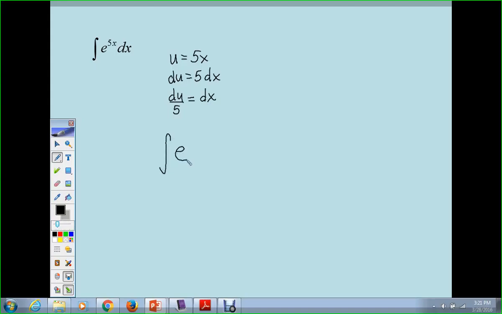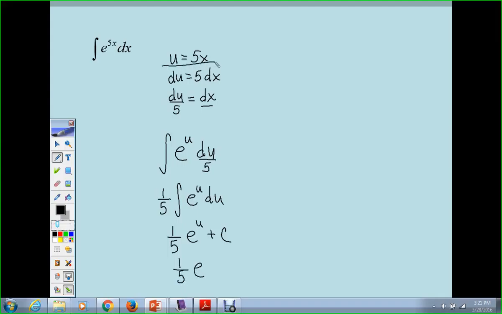So e to the u would give us e to the 5x, and then dx is replaced with du divided by 5. And I'll bring the 1/5 out front. And we know that the antiderivative of e to the u is e to the u. So we would have 1/5. Now u is 5x, so we're going to replace u with 5x, and we have our antiderivative.